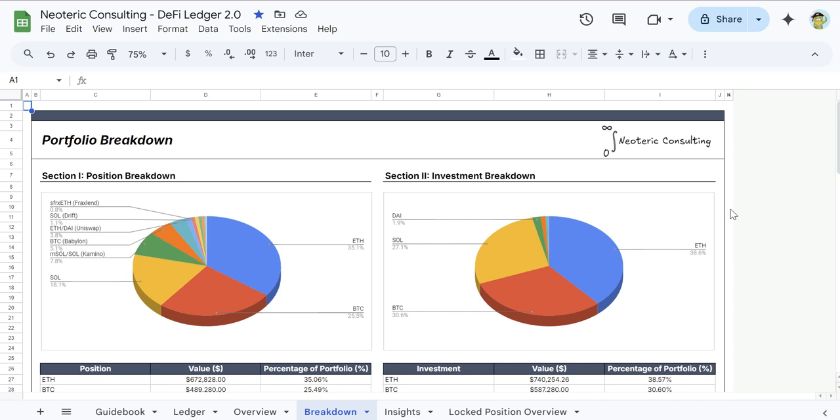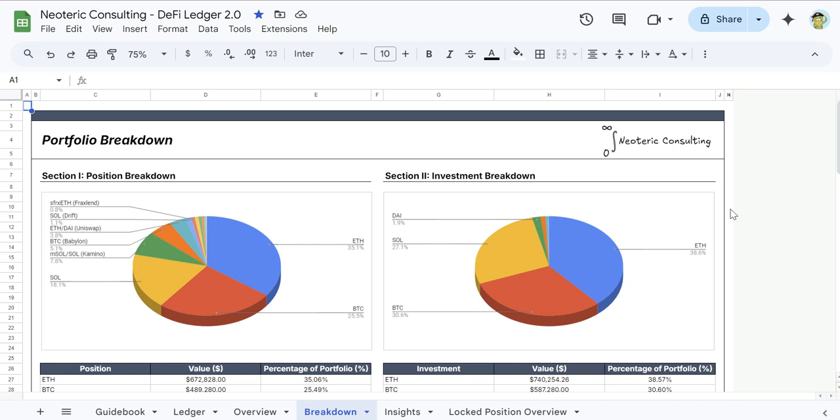A position is something like wrapped Bitcoin lent out on Aave. But imagine you have all your eggs in one basket, say Bitcoin, and all your Bitcoin is lent out on Aave. When someone asks you what do you invest in, you don't say wrapped Bitcoin on Aave. You say, well, I am a Bitcoin guy, I'm a Bitcoin bull, and that is the motivation for creating this breakdown for positions and investments.